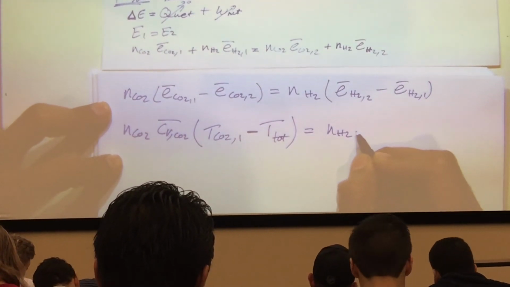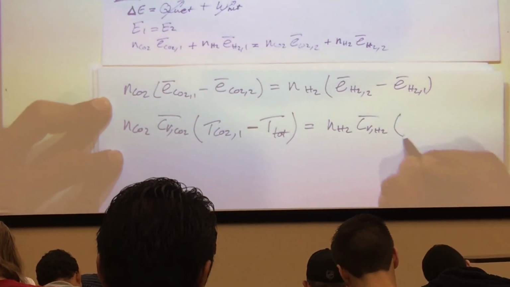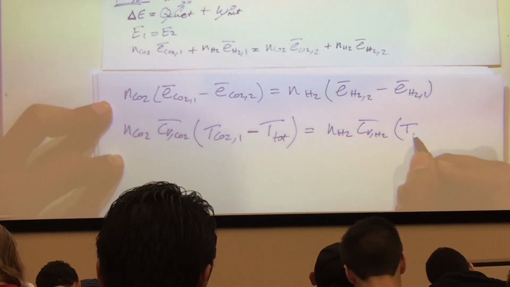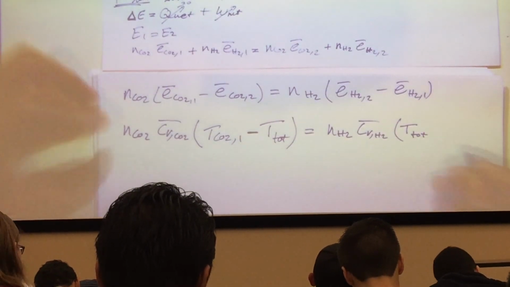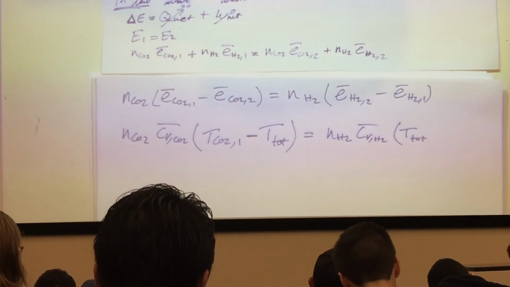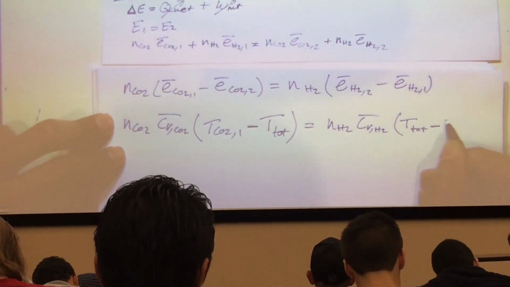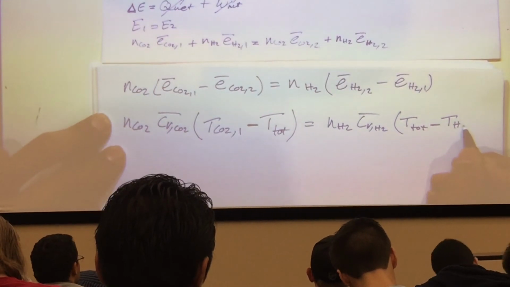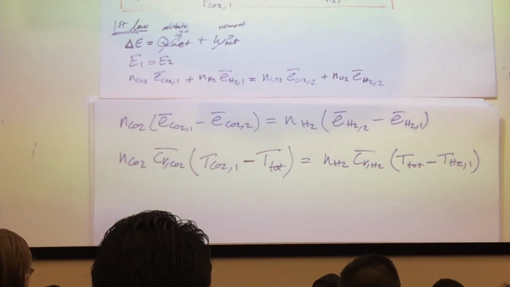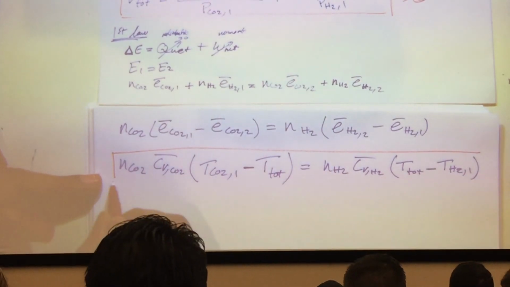N H2, CV of H2, bar, and T, what? Total. It's going to be reaching an equilibrium temperature. You have two temperatures, they're going to mix. You're going to reach a steady state, which is the final temperature. They're both going to be equal. Minus T H2 at stage 1. Okay, so let's box this and say equation 3.